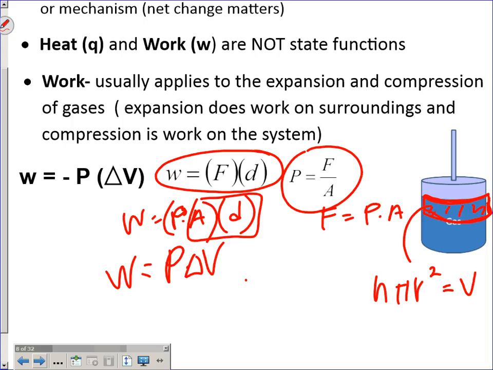Now, since we're talking about work in reference to the system, if the system is causing change, the system making the volume get bigger or the volume get smaller will cause the work to be positive or negative based on what's happening. So we put a negative here to correct for the fact that we're talking about in reference to the system.